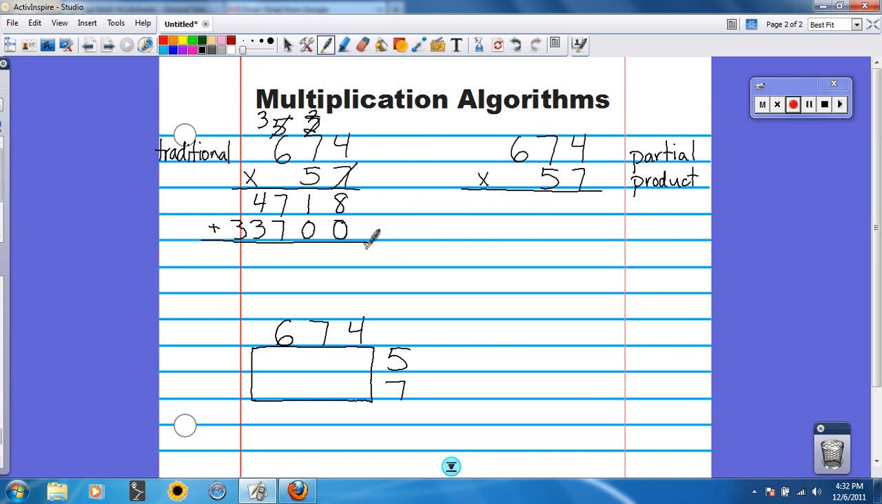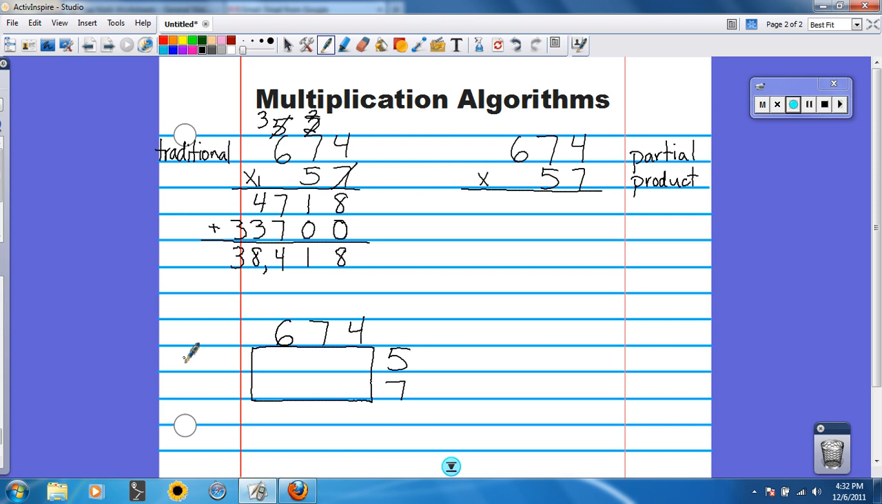When I finish multiplying, I add those together, and I have 8 plus 0 is 8, 1 plus 0 is 1, 7 plus 7 is 14, 4 plus 3 is 7, plus 1 is 8, and then 3. So 38,418. The next strategy that we've been using is the partial product strategy.